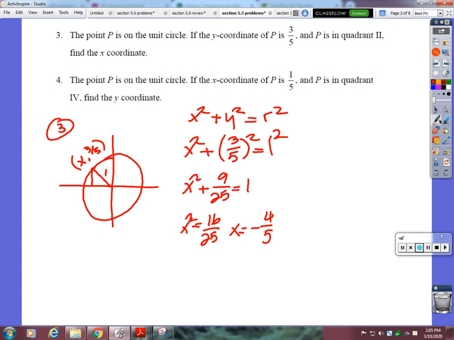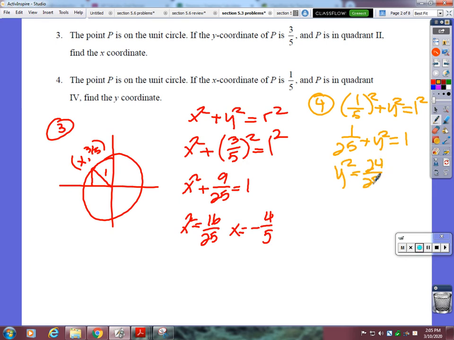You can do the next one then, right? Without drawing the picture and all that crazy stuff. Now they're giving us the x-coordinate. So I'm going to go 1/5 squared plus y squared equals 1 squared. Okay, will y be plus or minus if we're in the fourth quadrant? It'll be minus. Okay.